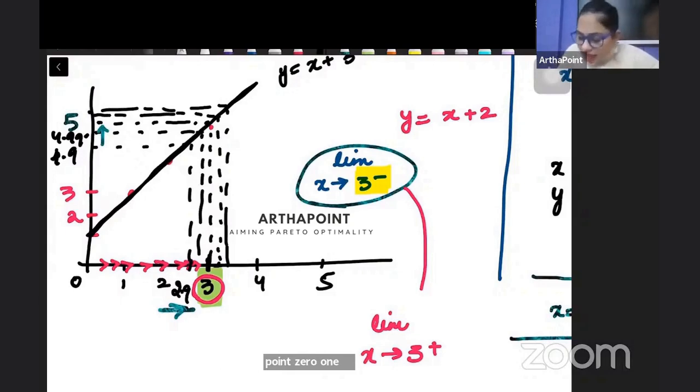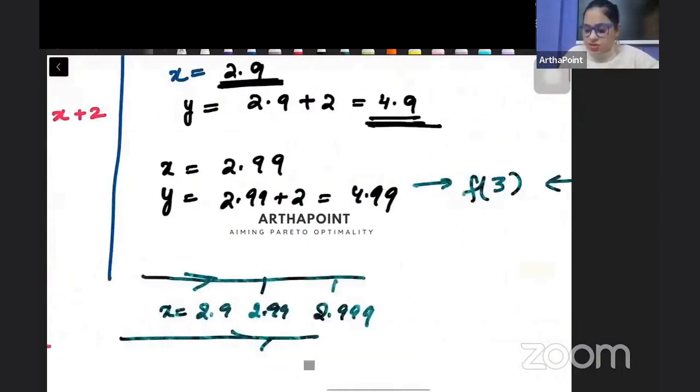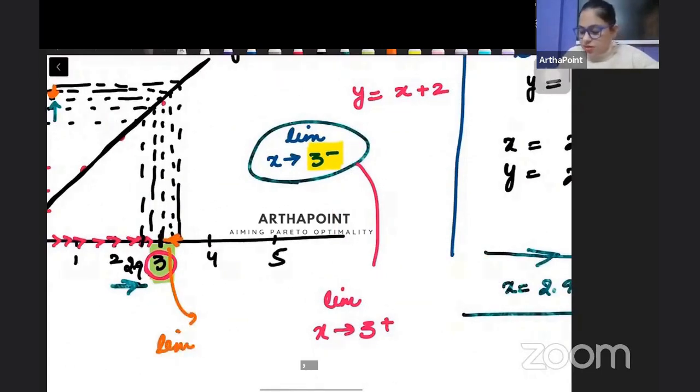So again, as I am approaching the value of x from the right hand side, taking values greater than 3, again I am seeing that I am approaching the value of the function, right? So when you approach the function from the right hand side, जब आप इस direction से function की तरफ जाते हो, that is called limit x to the plus, right? जैसे यहाँ पे 3 plus हो जाएगा. So this will represent limit x tends to 3 plus.